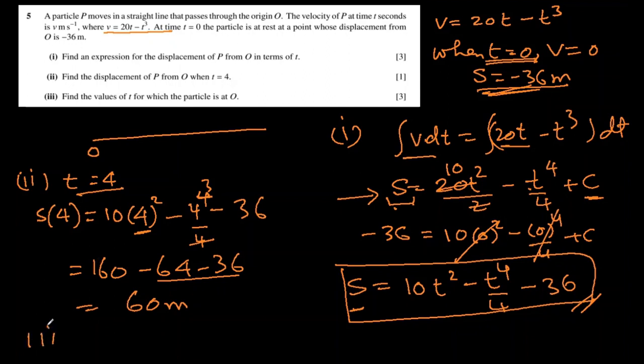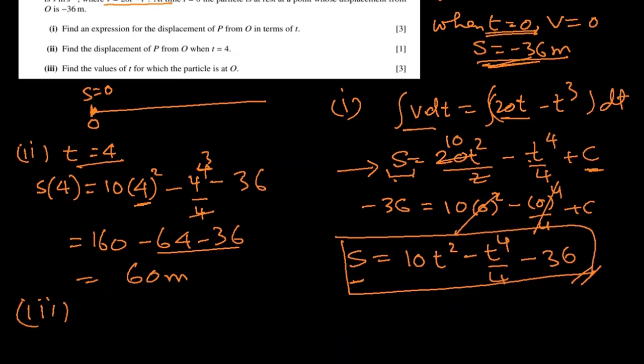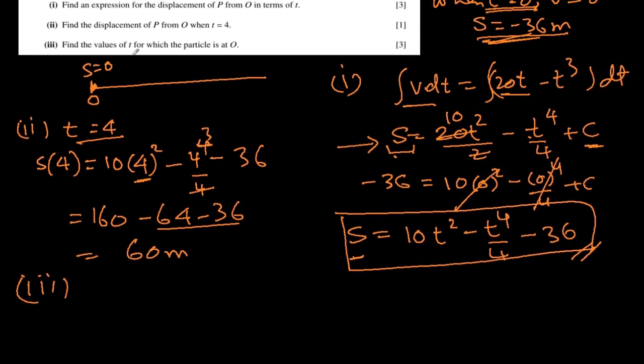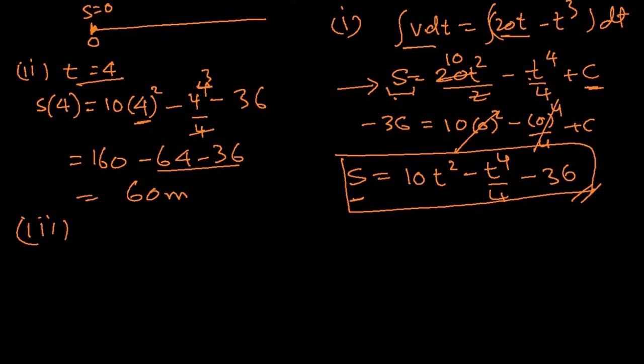Part 3. Find the values of t for which the particle is at O, at the same position. That means the displacement is 0 at O. So we have to find the time at which it will reach O. And since they have said values, we can expect more than one value.